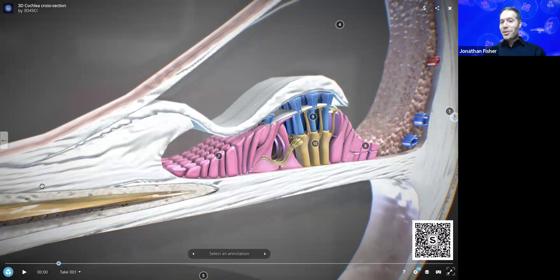Okay, we have a couple more questions. So how do the hairs feel through that gelatin thing?